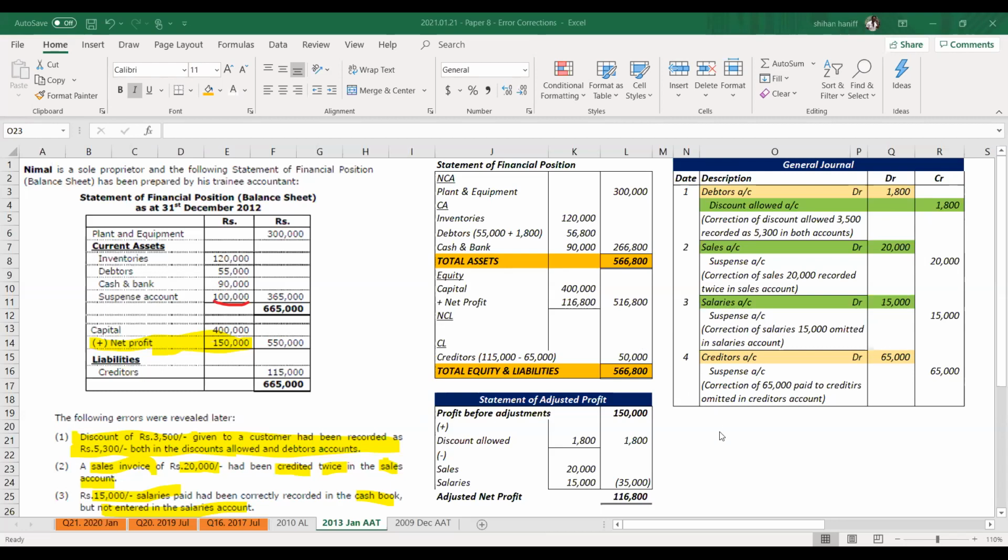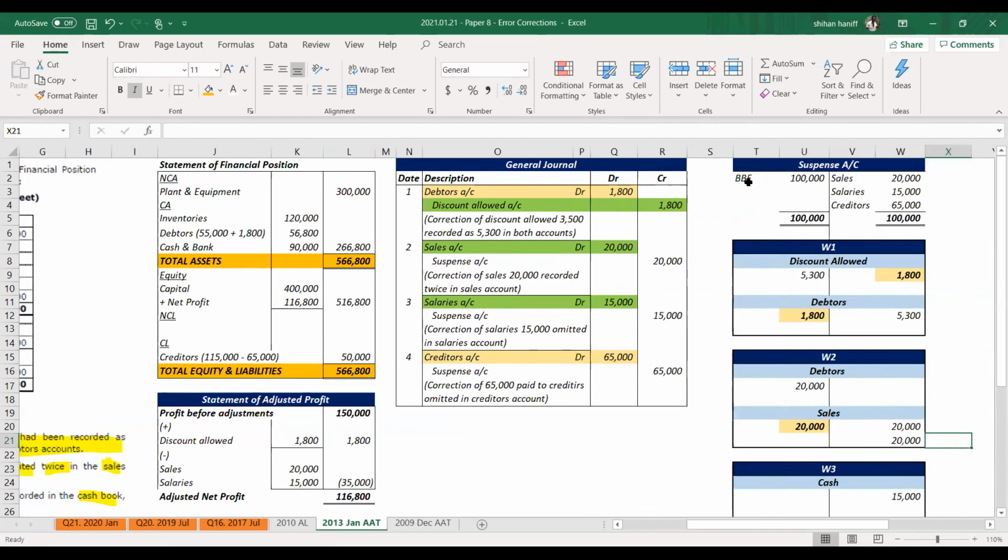Why didn't we add suspense account 100 in SRP? Because the suspense account balance is now 0. Here the suspense account balance was cleared. Now there is no suspense account. There is no closing balance in the suspense account. That is why it didn't come here. No suspense account balance.